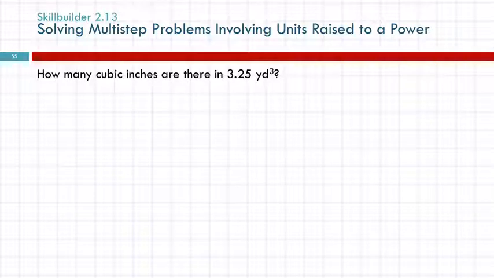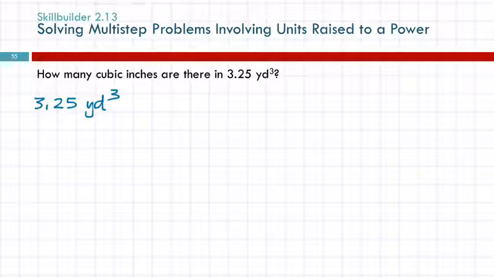Let's do another one. How many cubic inches are there in 3.25 cubic yards? I've got one number, 3.25. The unit is yards cubed. Does this cube mean I have to cube the 3.25? No. I'm only going to do that to the conversion factor. However they measured this volume and figured it out, this is the volume, 3.25 cubic yards.